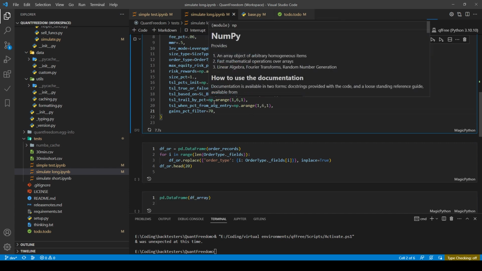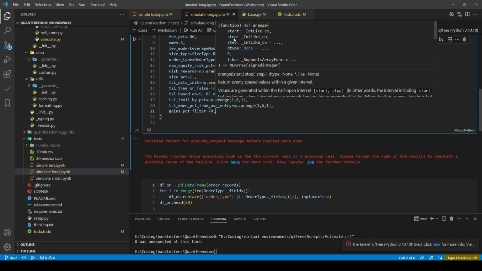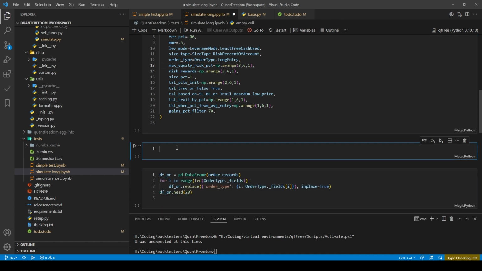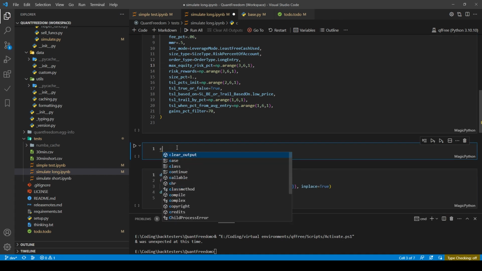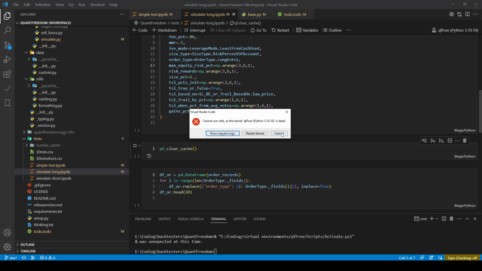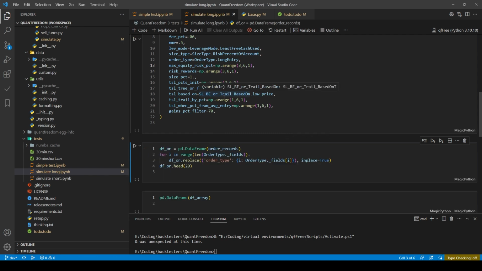Might take a little bit of time. Okay. Kernel crashed because it was too much data. Too much data. Actually, wait a minute. Oh shit, the kernel's dead. The kernel is dead.